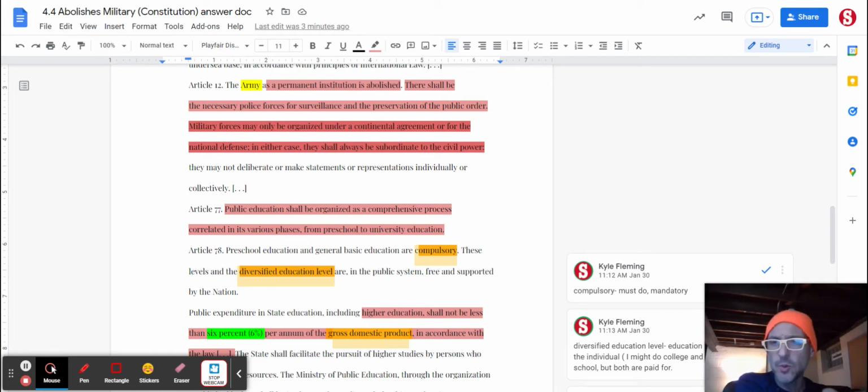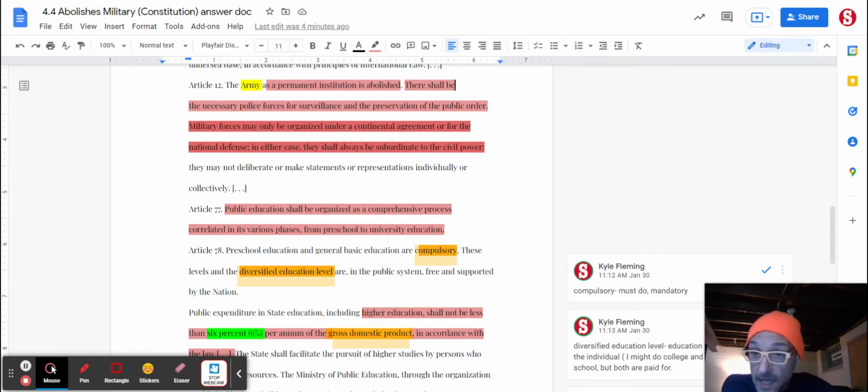"Public education shall be organized as a comprehensive process, correlated in its various phases from preschool to university education." All right, so we're talking what? When you go to preschool, 3 to 4 years of age, until about 22-ish. Let's keep reading. I think that's important, and I'm going to highlight that. I think that's a main point. I think that's really important because if you're not paying for something like your military, you probably have a little more money in the bank to pay for things like this.